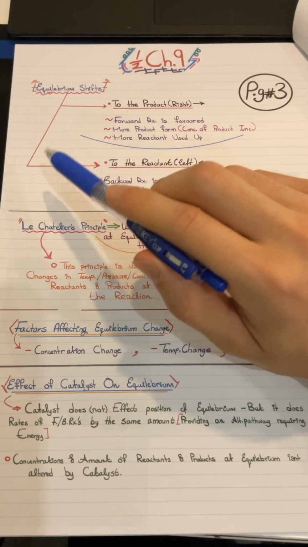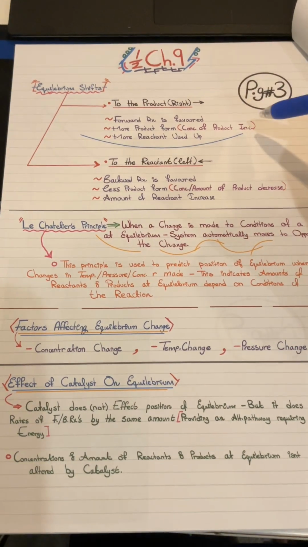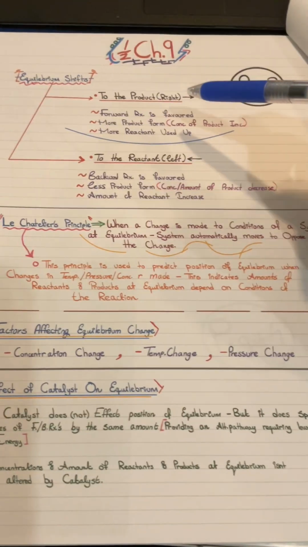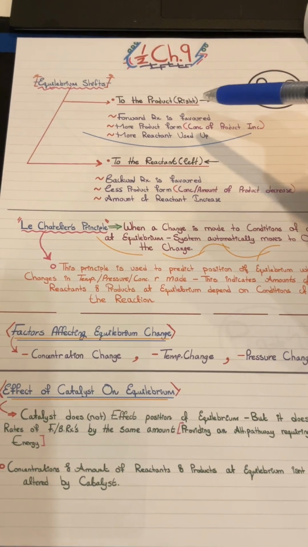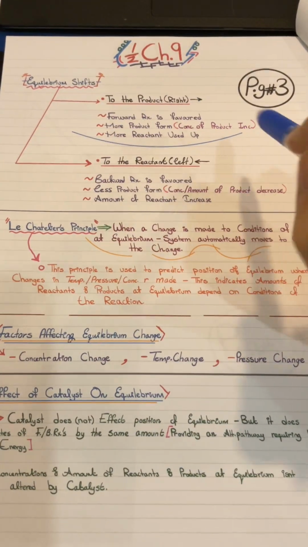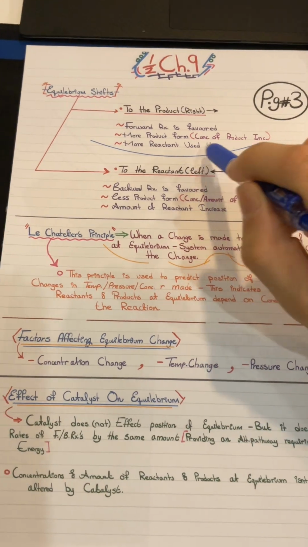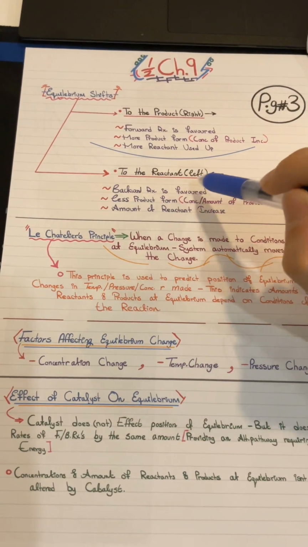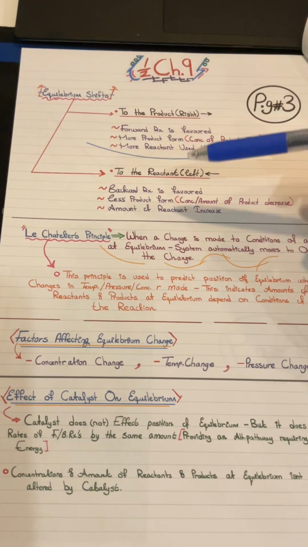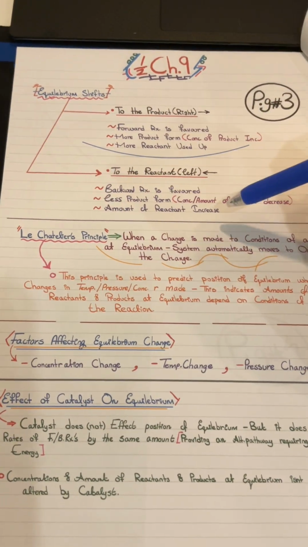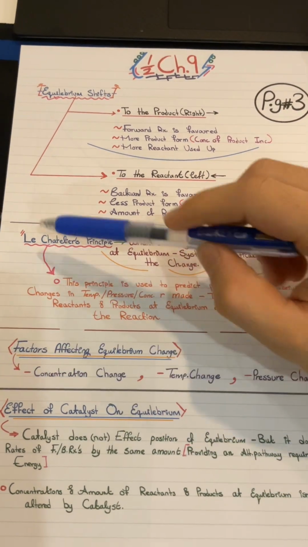Equilibrium shifts: we have two sides, of course, to the reactant, to the product side, right, to the reactant, left. The right shift means the forward reaction is favored. More product will form because it's going to the product side. So the concentration of the product will increase and more reactant will be used up. To the reactants, or to the left side, the backward reaction is favored. Less product will form, more reactant; the concentration or amount of the reactant will increase.